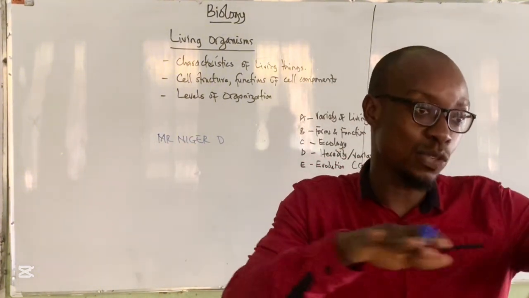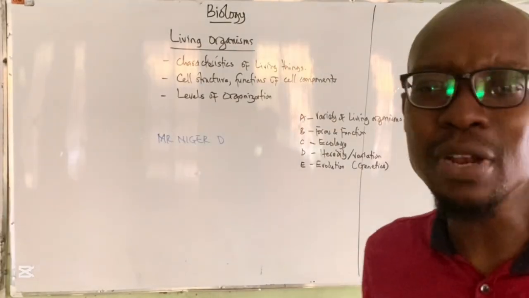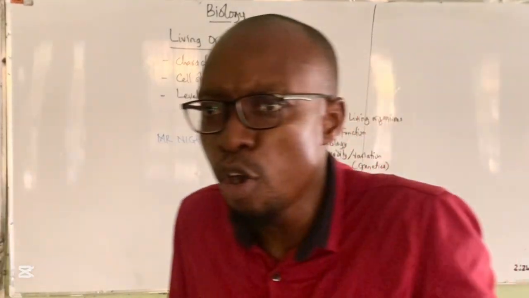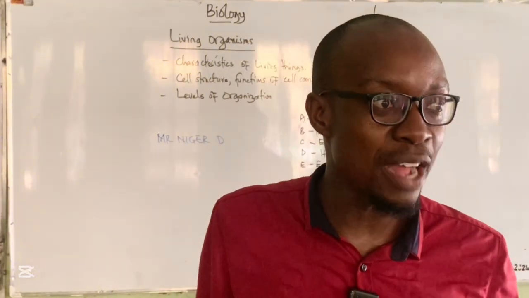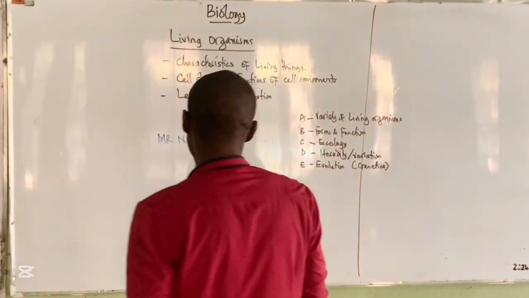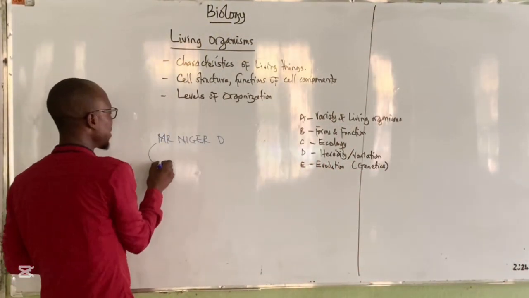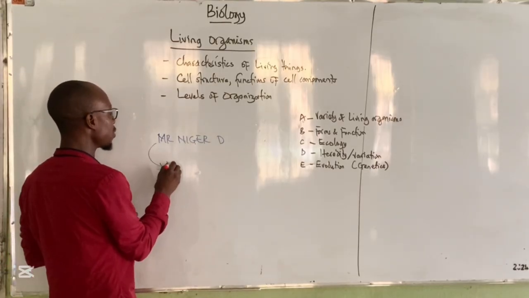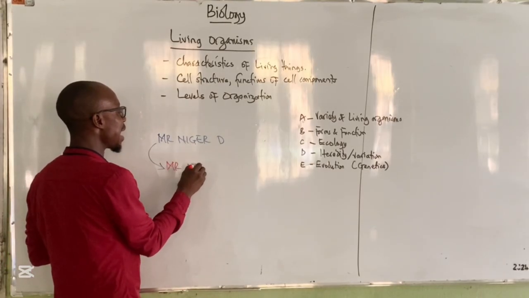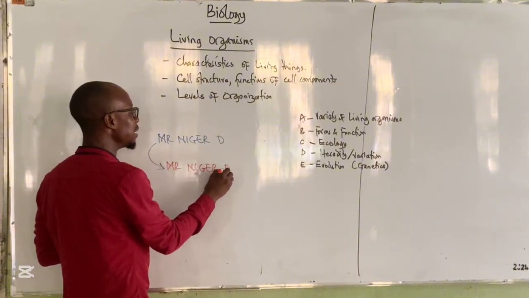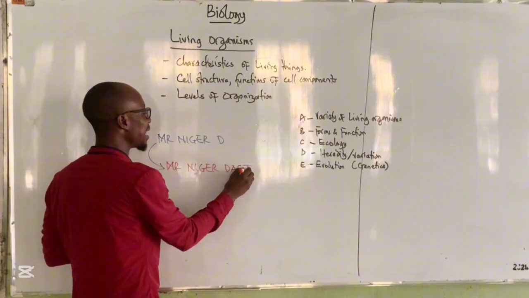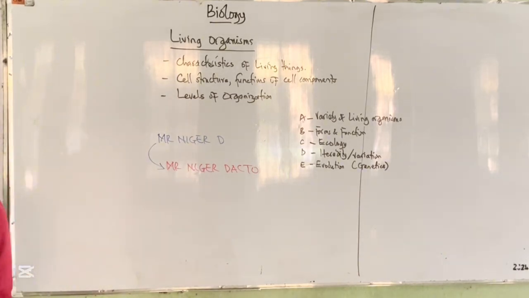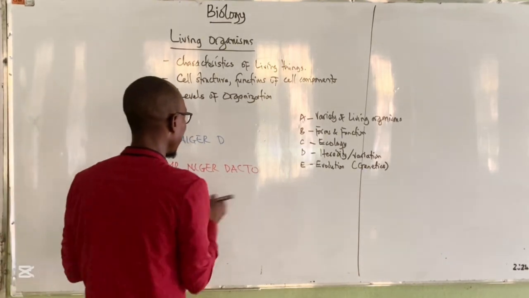That's for O level, SS1 standard. But we can add some other things to Mr. Niger D and make it more original. So what can we add to that to make it more original? We can modify this, and the modification gives us Mr. Niger Dacto. Yes, this is another one to upgrade it. Mr. Niger Dacto. What is added?